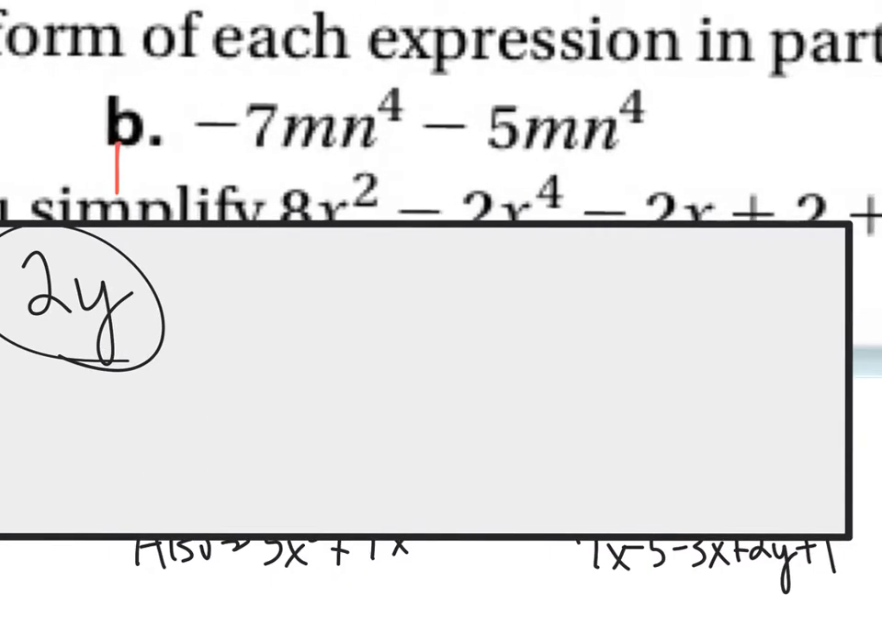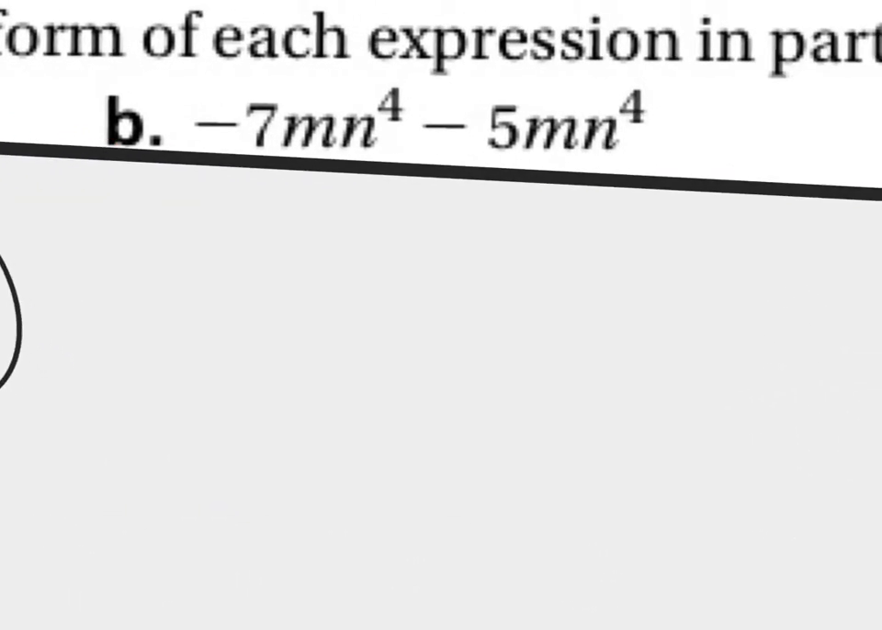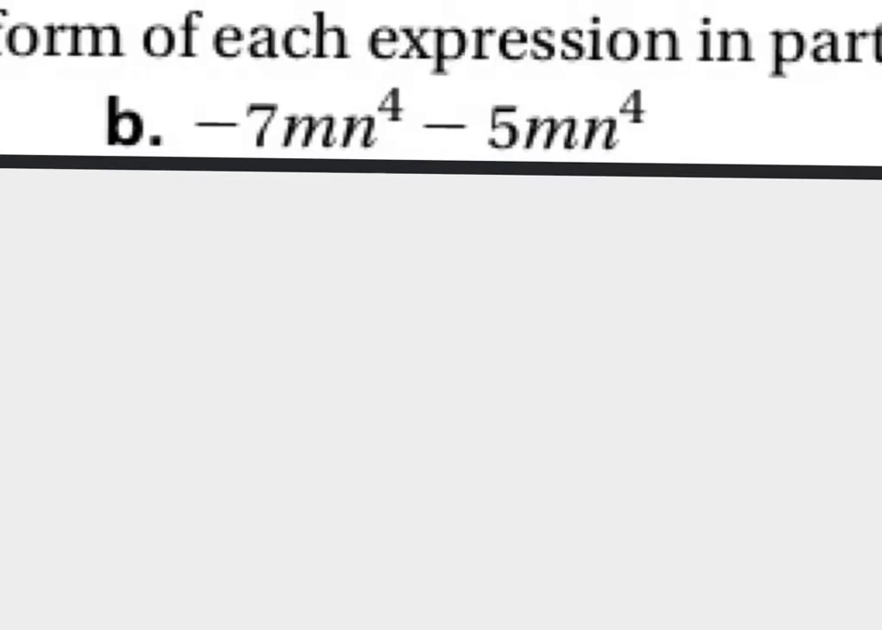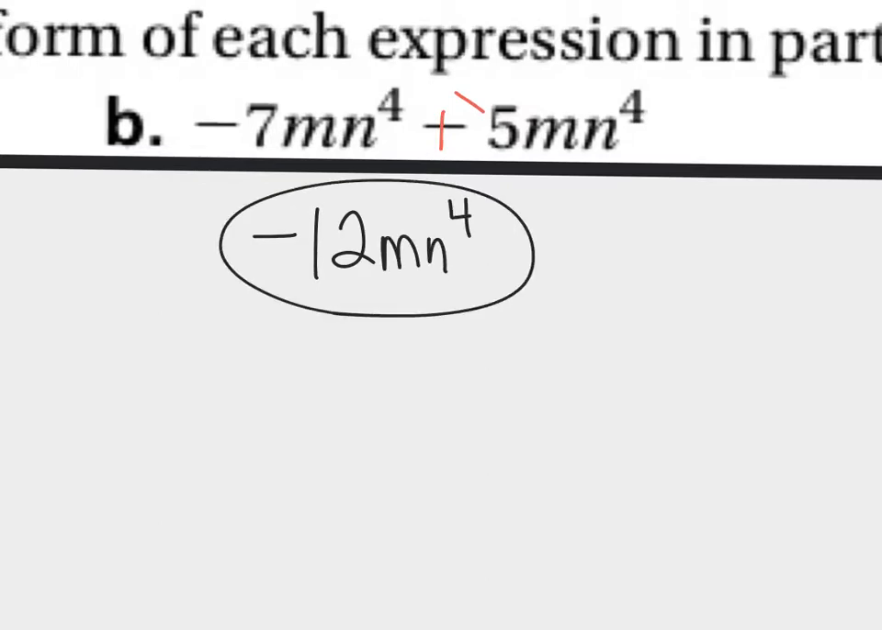Part B. This would be a case where I might suggest that you add the opposite here. Again, it's not a requirement, but I've just seen some people have more success by doing it that way. So then when you add these together, this would be negative 12m to the fourth power. Those variable parts, there's a lot of variable stuff there. Since it's identical, these are like terms, and we can combine those together.